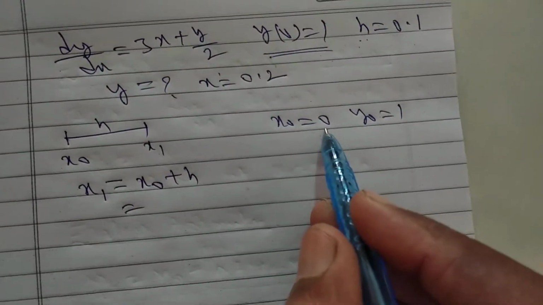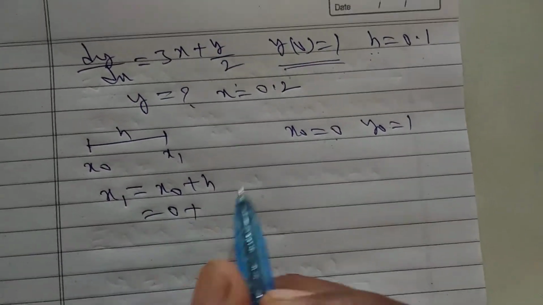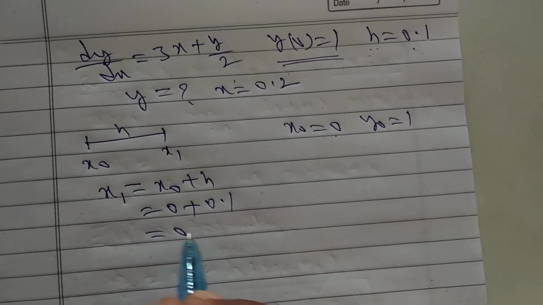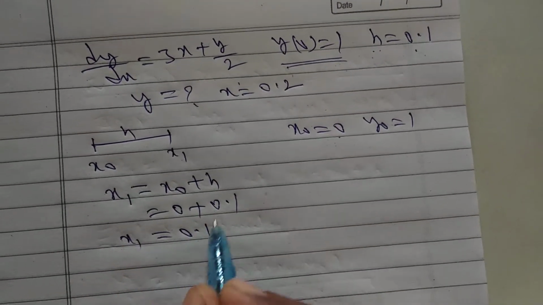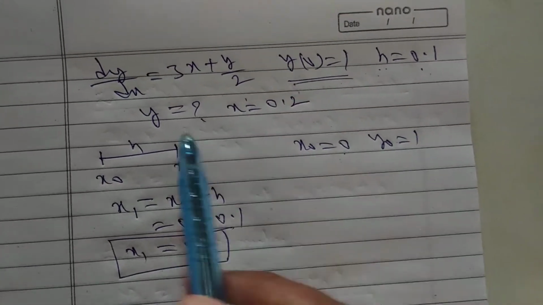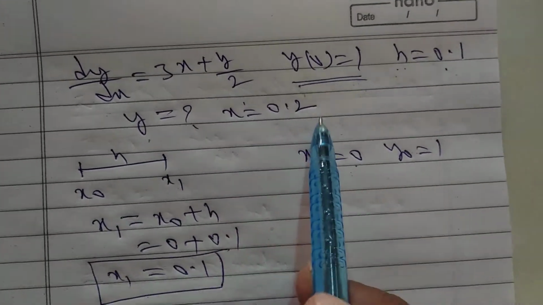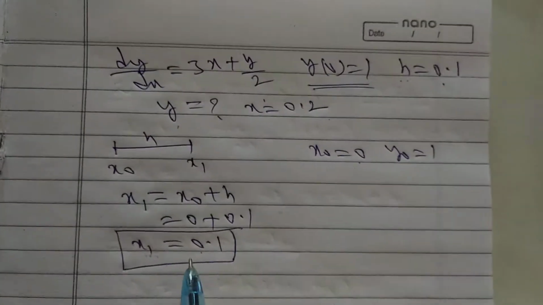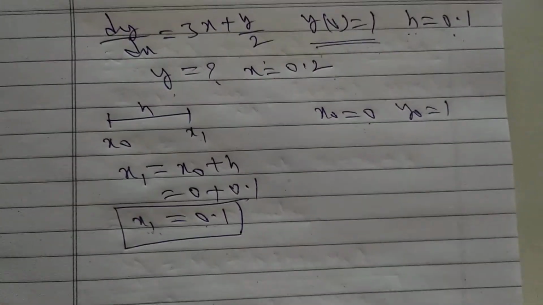So what is the value for x naught? x naught is 0. What is the value for h? h is 0.1. So that is equal to 0.1. But in that question, find the value of y at x is equal to 0.2. But we will get x1 is equal to 0.1. So that's why this problem you have to do in 2 stages.